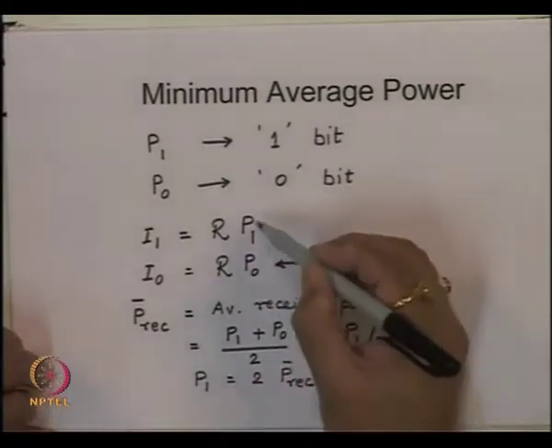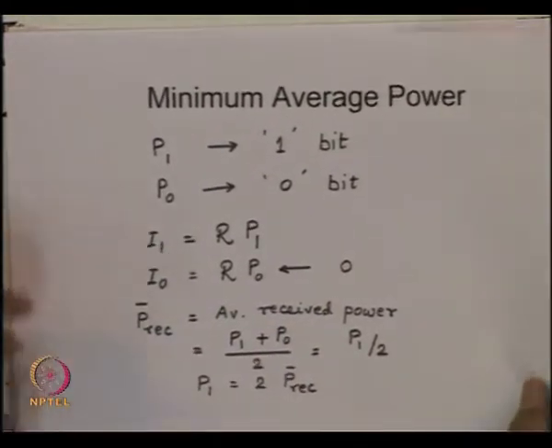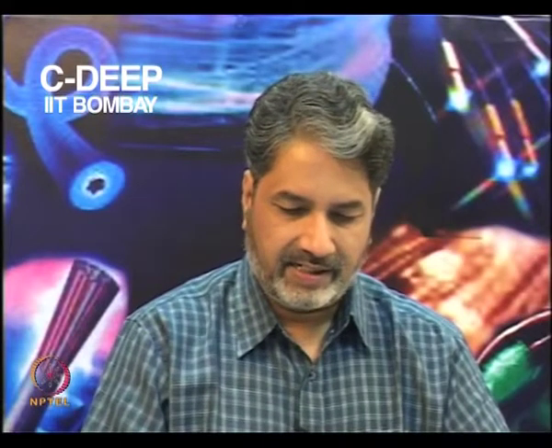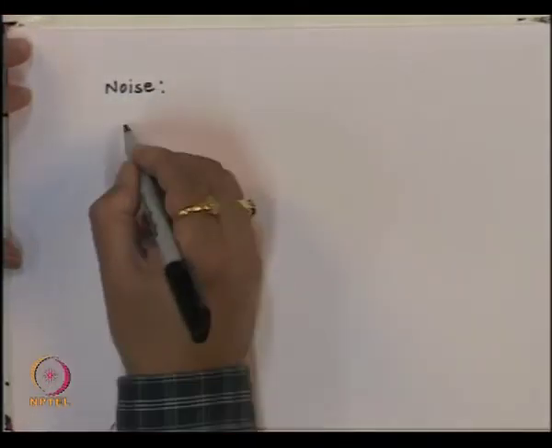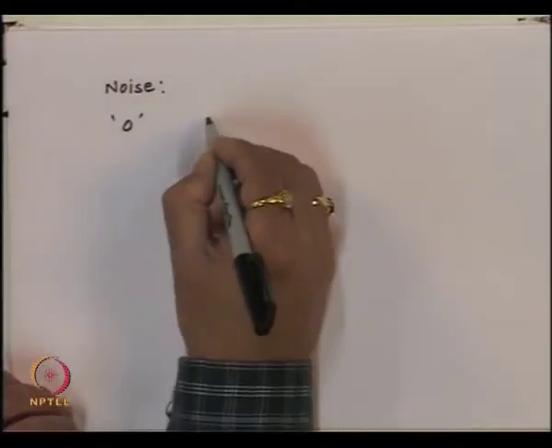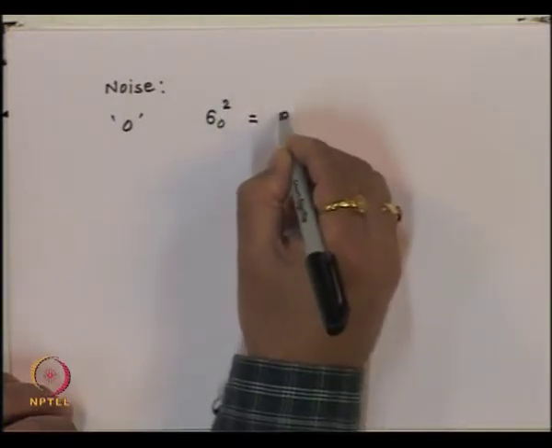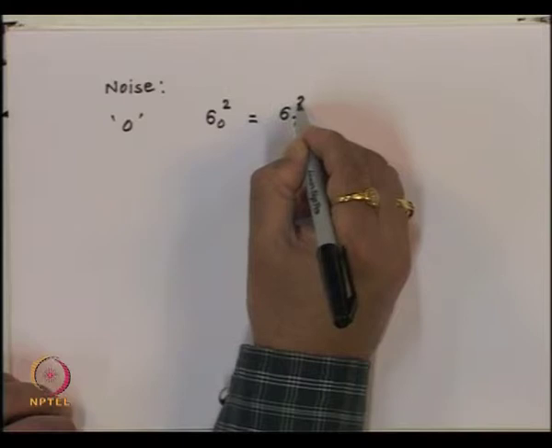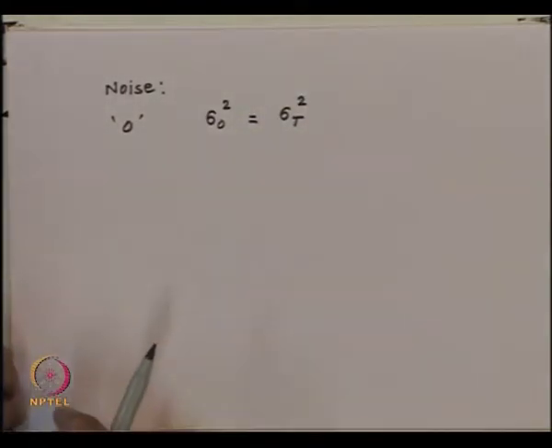We can calculate the noises corresponding to these levels. So, when we have a 0 bit reception, since there is no optical power incident, only thermal noise is present. So, we can write down the noise for the 0 level. We get the noise variance, which is sigma 0 square, that is nothing but equal to sigma t square, which is the thermal noise variance, while in this case the optical signal is 0.